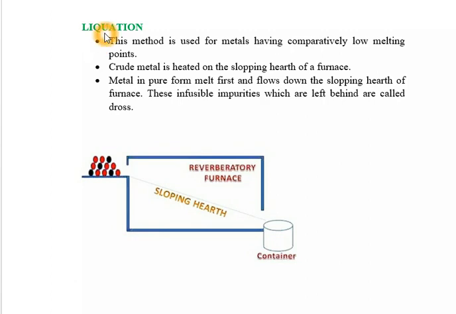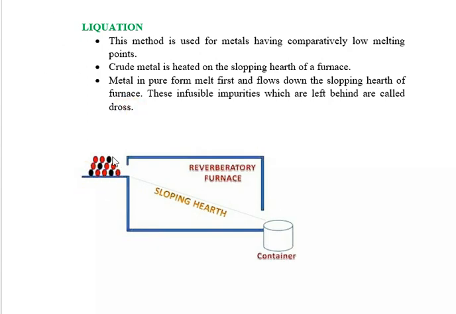The first process is liquefaction. This process is used for metals which have low melting points. The metal which has a low melting point melts first. Here you can see the sloping earth. The low melting metal melts, and here you can collect that metal in the molten form, and the impurity is left behind. The infusible impurity which is left is called dross.